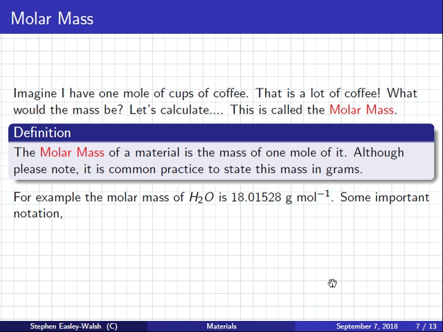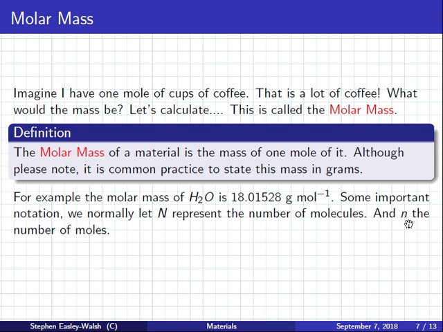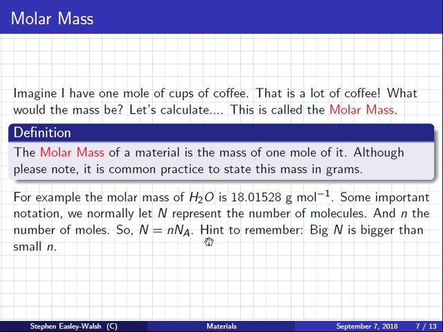Some important notation. We usually use big N to mean the number of molecules and small n to be the number of moles. So, you can write a formula like this: the number of molecules equals the number of moles multiplied by Avogadro's number. Remember, big N is bigger than small n. That's how I remember it. This is for molecules and this is for moles.